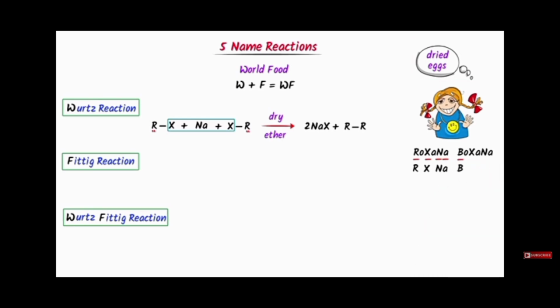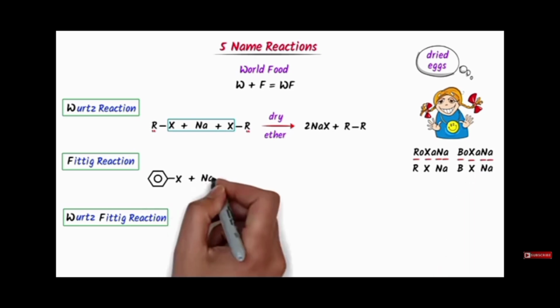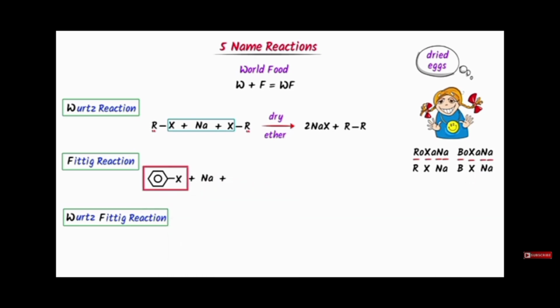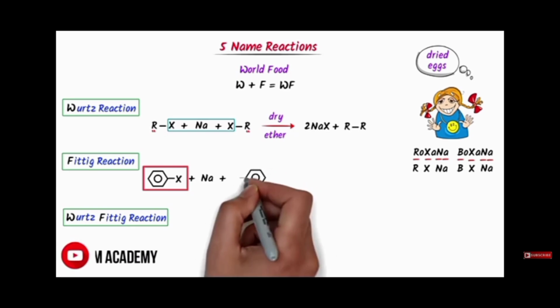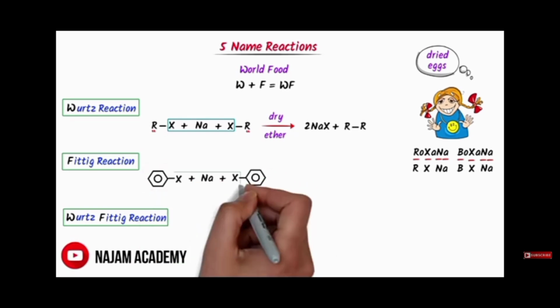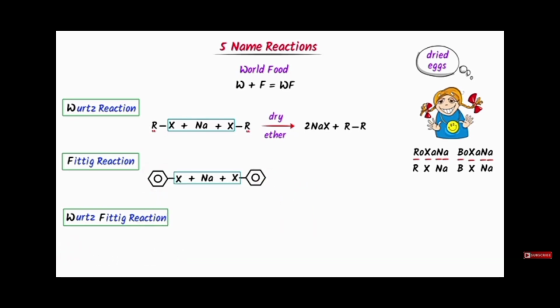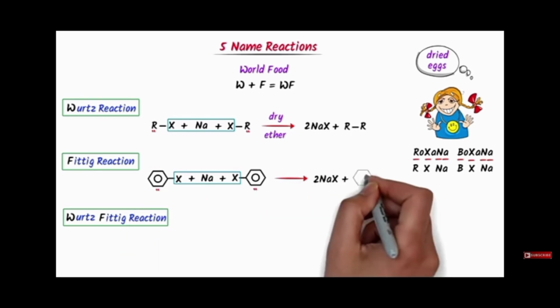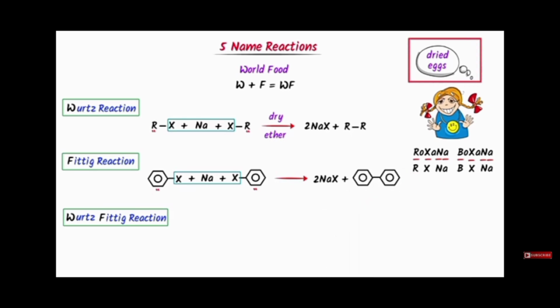This B in Boxana stands for benzene ring and this X or halogen is attached to it. Plus this Na stands for sodium plus I take this benzene and X, I rewrite it here. Now sodium will react with these 2 halogens to form 2 sodium halide, plus this benzene and this benzene ring join together to form diphenyl. This dried X stands for dry ether. Thus this is the Fittig reaction.